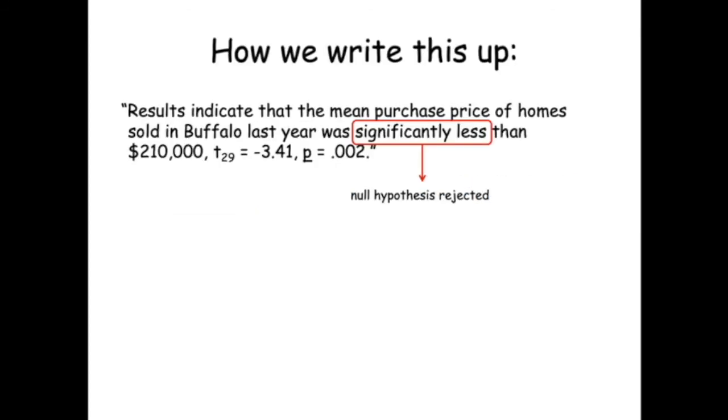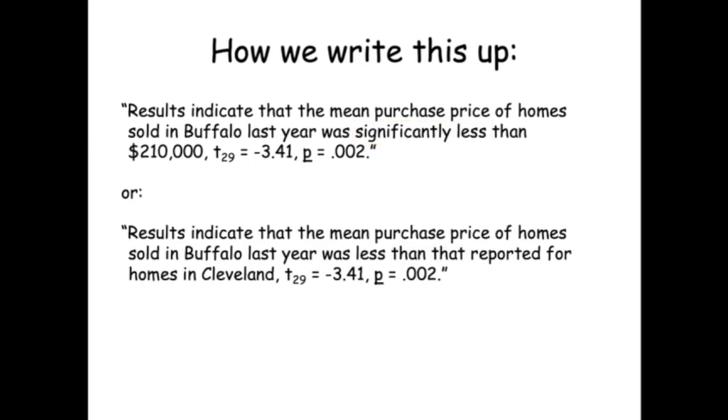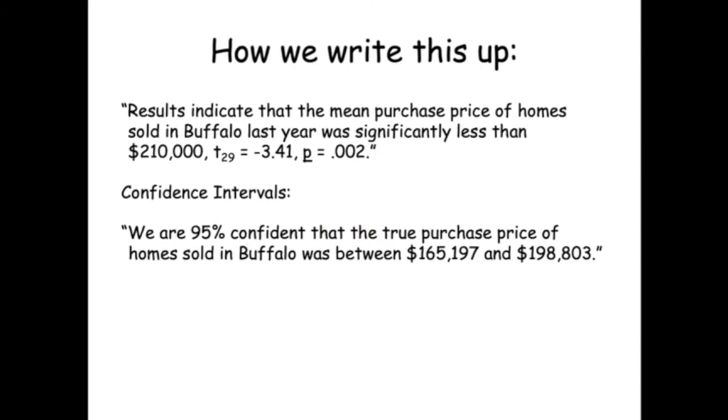There are a few ways that we could write up our results. First, we could say that the mean purchase price was significantly less than $210,000. We could also say that the mean purchase price was less than that reported previously for Cleveland. Degrees of freedom can be reported either in parentheses or as subscripts. We summarize the estimation results by stating that we are 95% confident that the true purchase price of homes sold in Buffalo last year was between about $165,200 and $198,800.